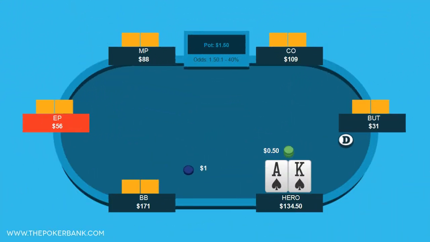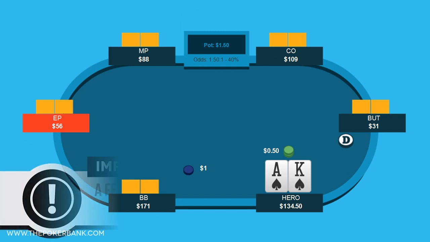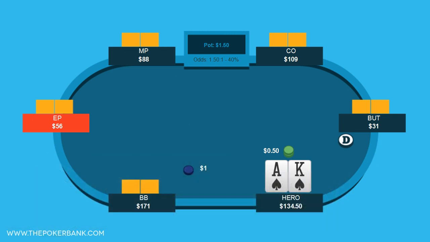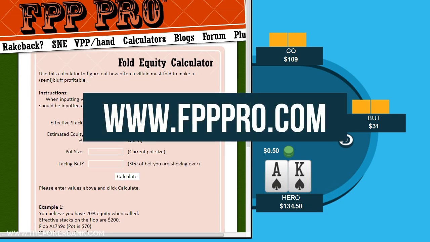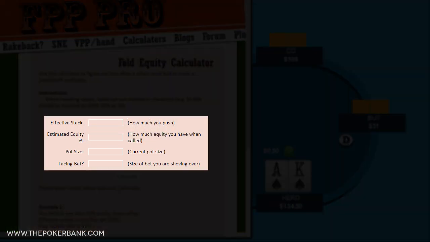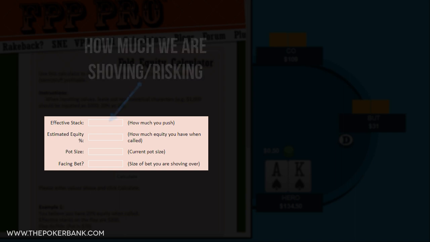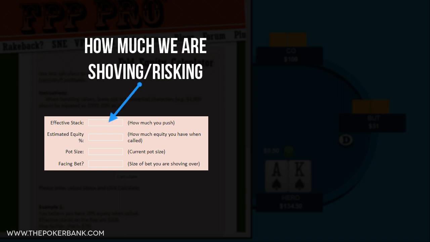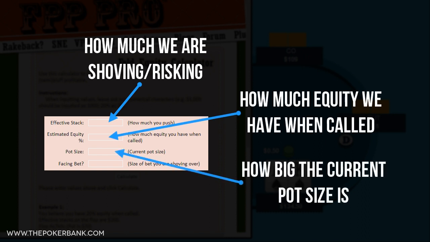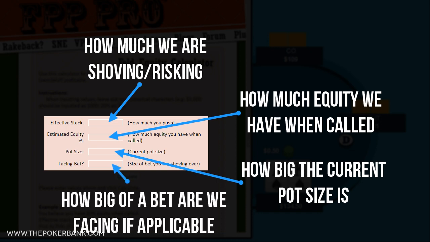A fold equity calculator then looks at how often our opponent needs to fold in order for aggressive actions to be plus EV. In this video, we're going to look at the fold equity calculator found on fpppro.com, but there are many like it on the internet. This calculator needs 4 pieces of information before it can work. First is the effective stack, or how much we're shoving. 2 is your estimated equity when villain calls your shove. 3 is the current pot size, and 4 is how big of a bet you're facing, if applicable.